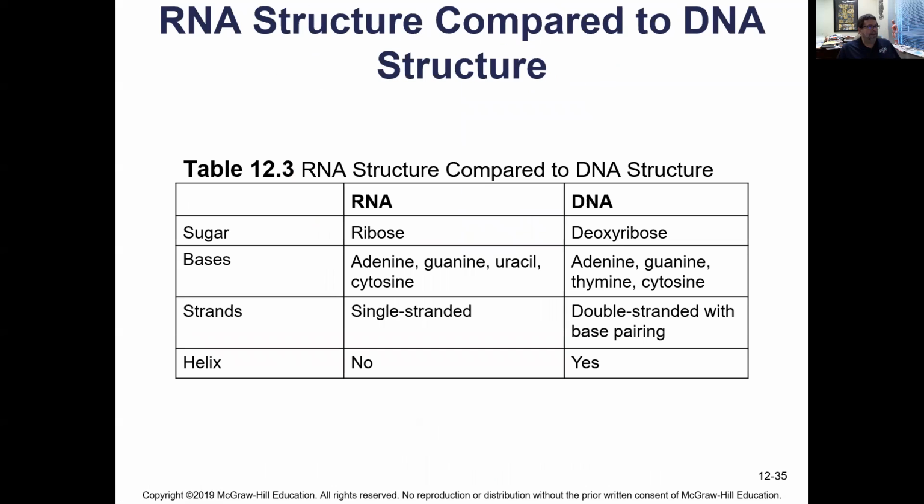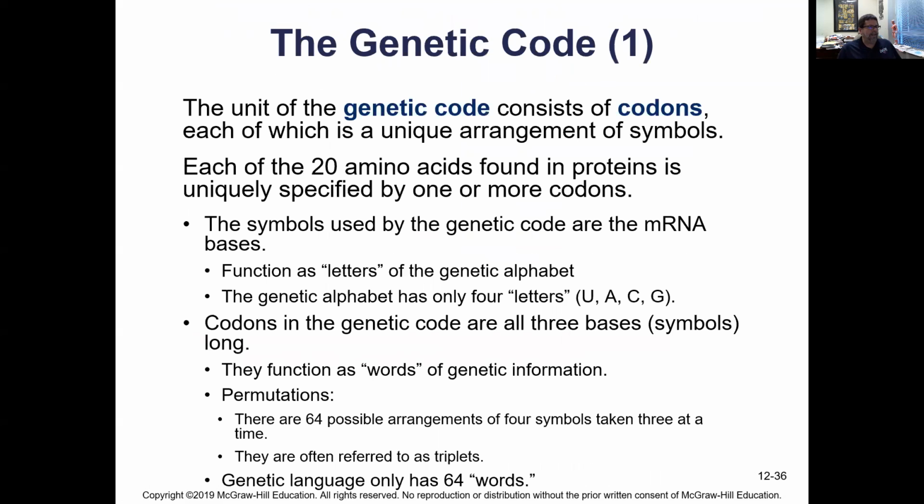Here's messenger RNA, a single strand, with uracil in place of thymine. Here's another comparison: different sugar, uracil in place of thymine. RNA is single-stranded, DNA is double, and there is no helix in RNA, it's just a single strand. DNA has a helix.